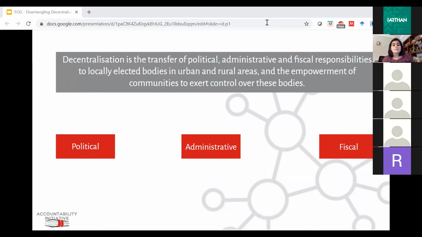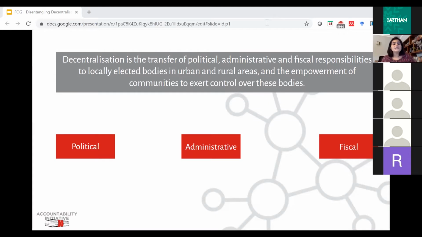So I think one simple way of understanding decentralization is this definition that I've got up over here: decentralization is the transfer of political, administrative, and fiscal responsibilities to locally elected bodies in urban and rural areas, and the empowerment of communities to exert control over these bodies. And that's really important, right? So three key terms stand out from this: the transfer of political, administrative, and fiscal responsibilities to subnational or local bodies. So transferring that power from the center, or the union to the state, or to the local governments.